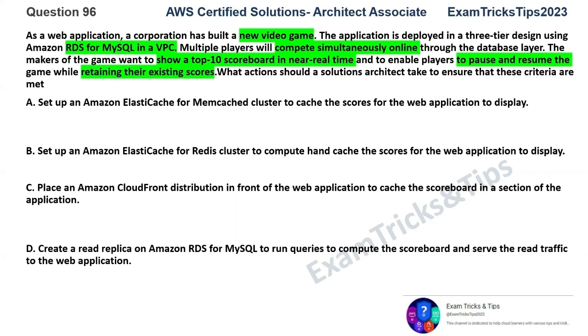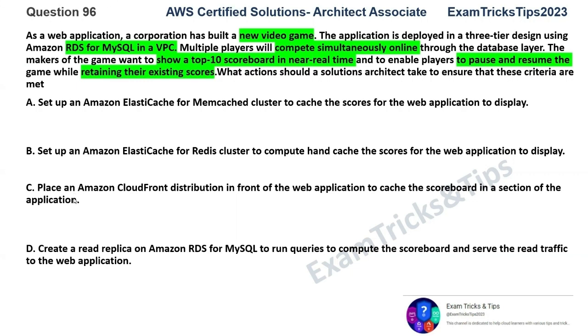This is the scenario where we are building a new video game using a 3-tier design, and the database layer is Amazon RDS for MySQL. The game is expected to be a multiplayer game, and players will be playing and competing simultaneously online. The key requirement is that we need to show, at any point in time, the top 10 scoreboard in near real time. Players are expected to also pause and resume the game, so we need to retain their scores as well. So it's a requirement where you want a very fast caching mechanism where you can retain the scores and also build the top 10 scoreboard. Based on that, we'll analyze this problem.